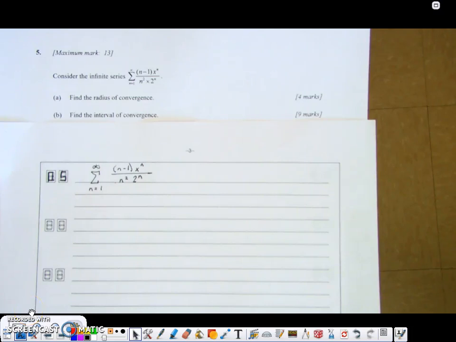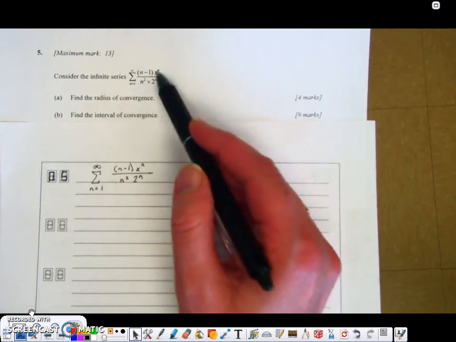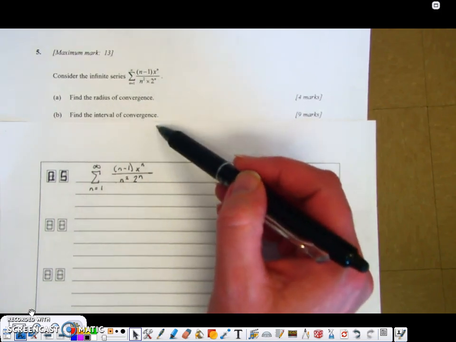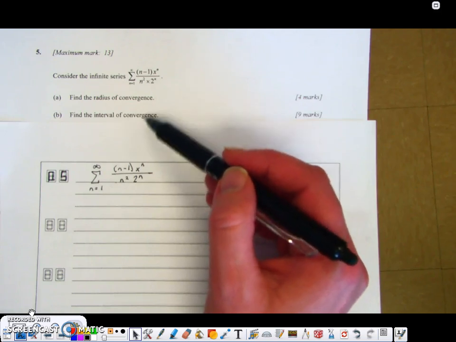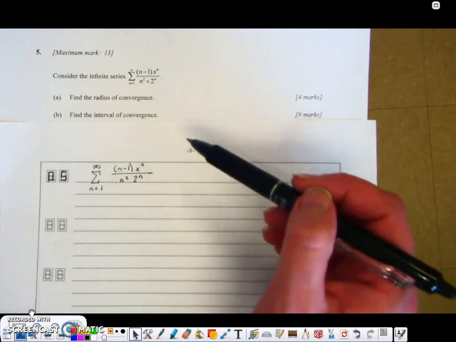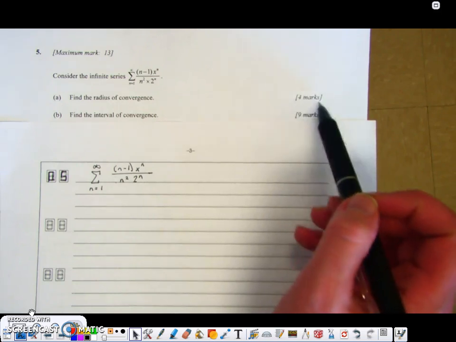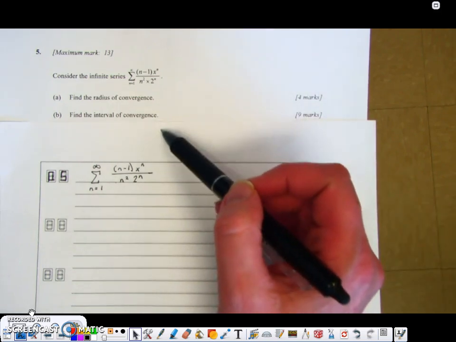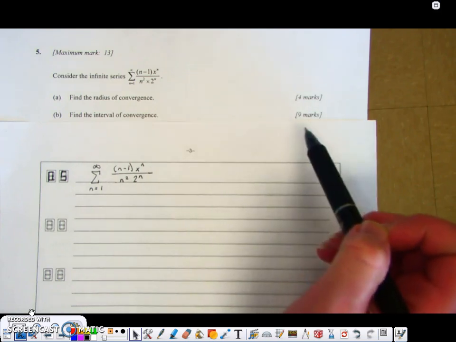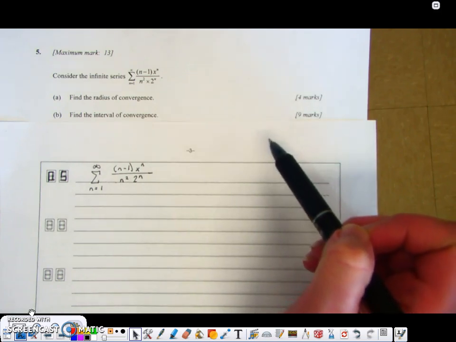This is Specimen Paper 3, number 5. It asks us to consider the infinite series and find the radius of convergence and the interval of convergence. When you see convergence, radius, and interval, that should immediately make you think it's going to be the ratio test. It's only 4 marks for the first part when you find the radius. The interval of convergence is getting you more marks because you're going to have to test the endpoints to see whether they converge or not.